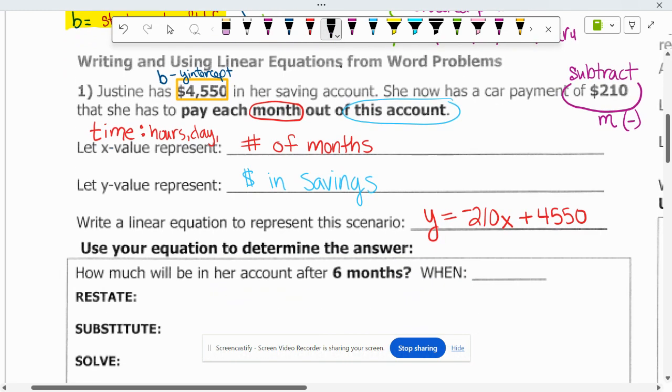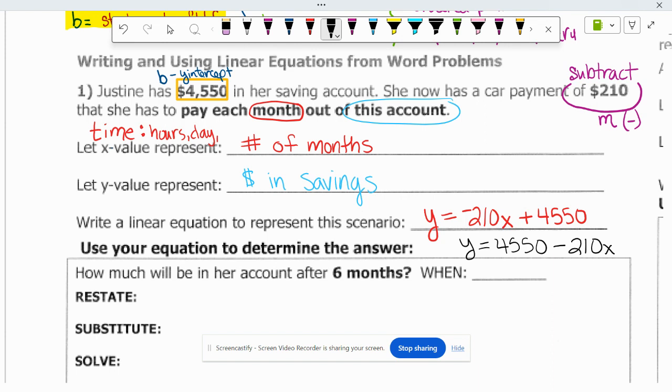Typically, your brain doesn't think of it like that. This is how I wrote my equation. I wrote it as y equals the amount that I started with, 4,550, minus the $210 per month. That makes more sense to my brain. It's a form of slope intercept, right? I just changed it. That makes sense to me. Either one of those are correct, right? As long as you have your slope negative, either one of those are correct.